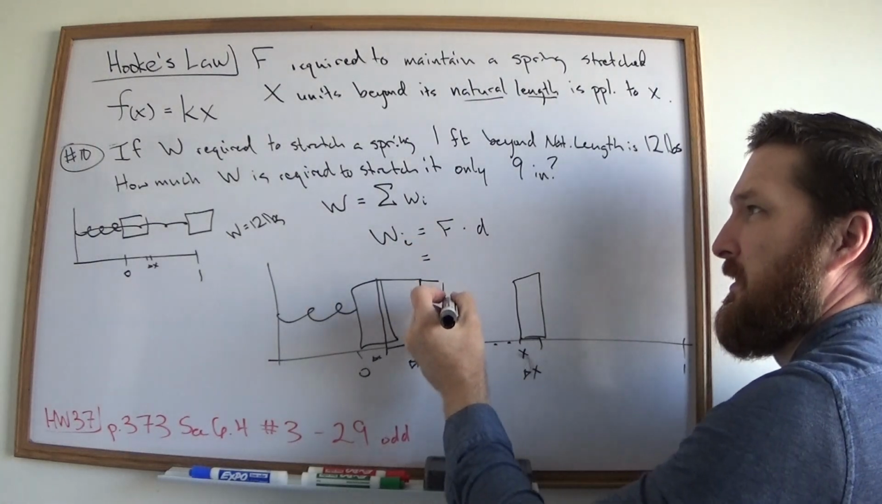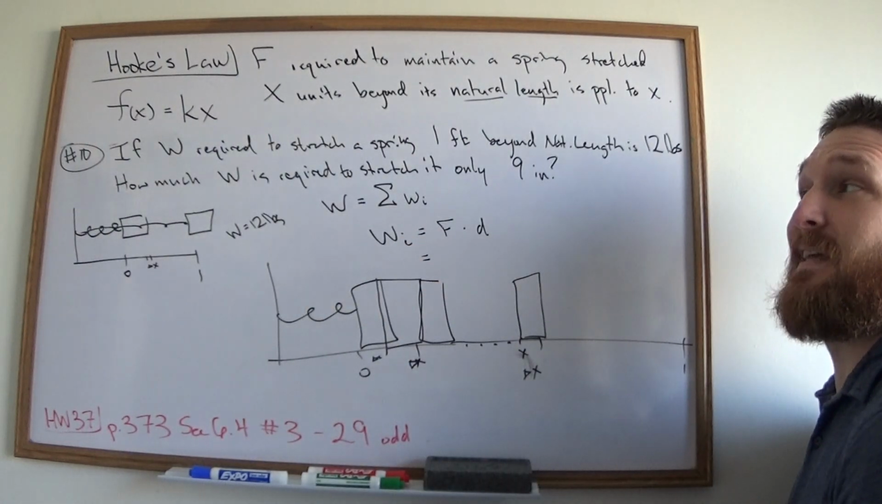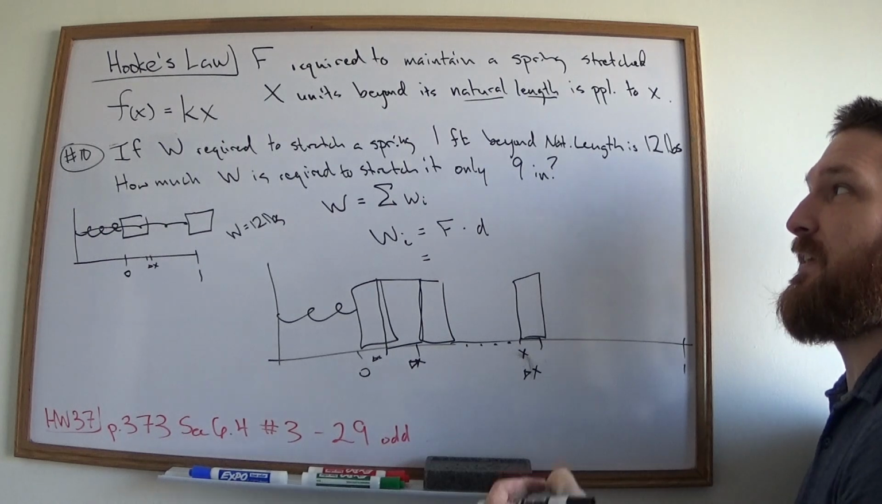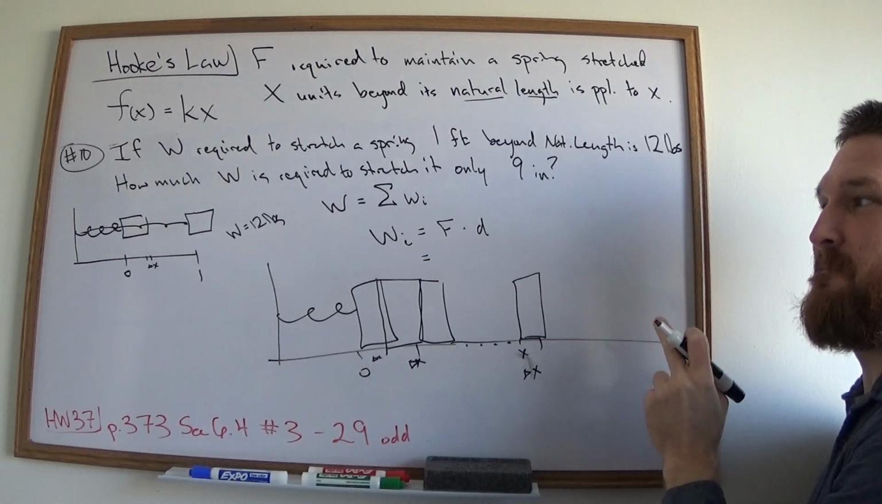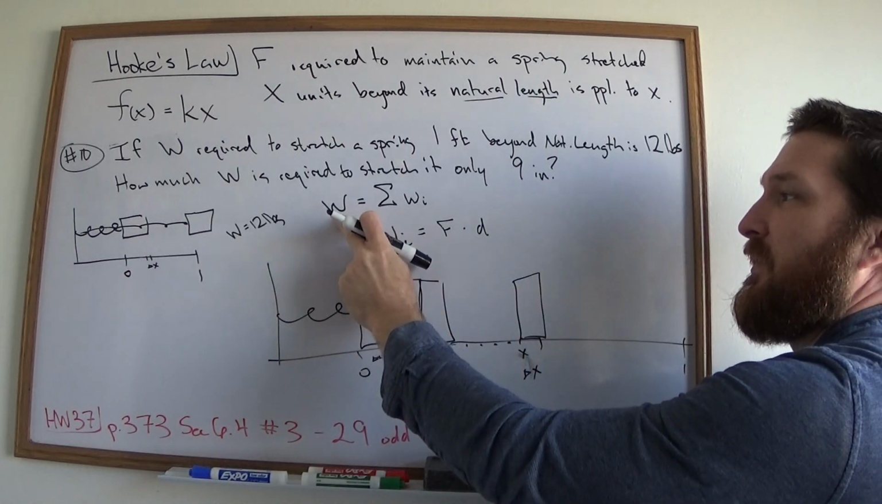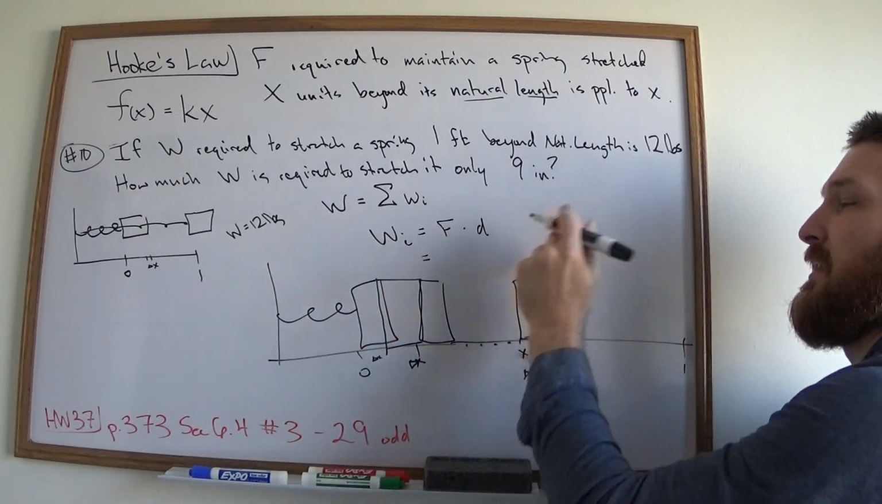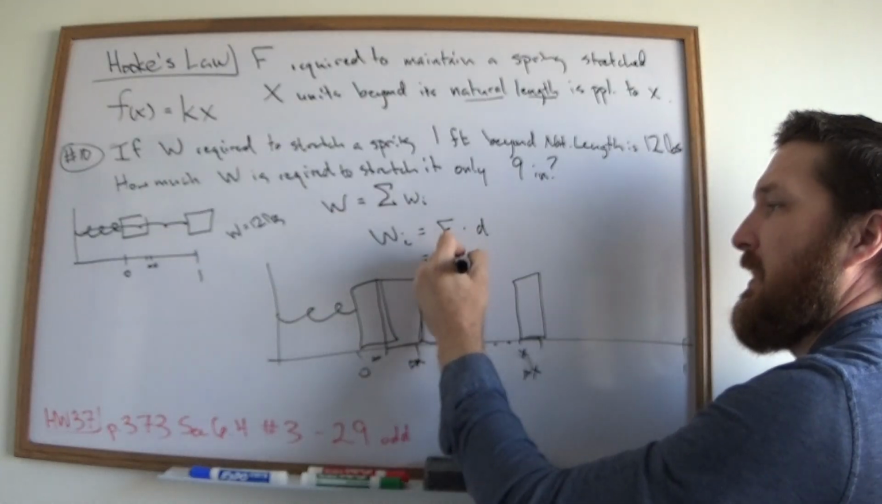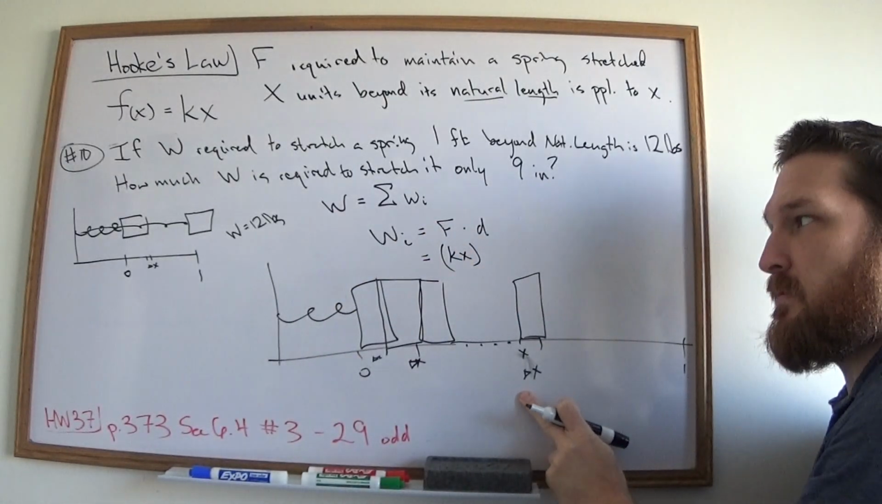It's 12. K. It's kx. We don't know what k is yet. That's what we're going to need to find out here. That's part of this. We don't know what k is, but if we know that the work is this, and so kx is the force here at x.